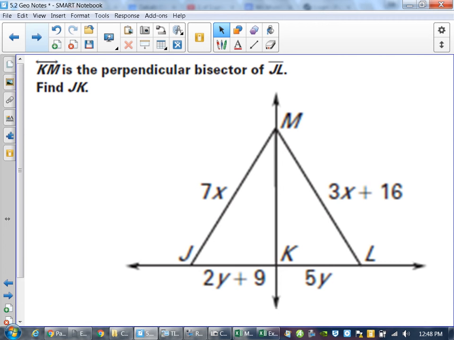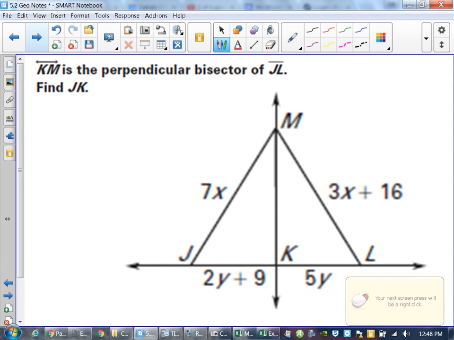So as I mark up my diagram and label things out, does everybody agree I get a right angle at point K? We have the right angles there. So you just start with that.